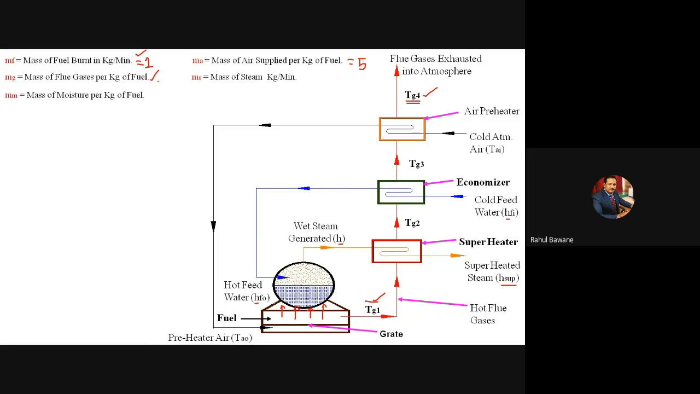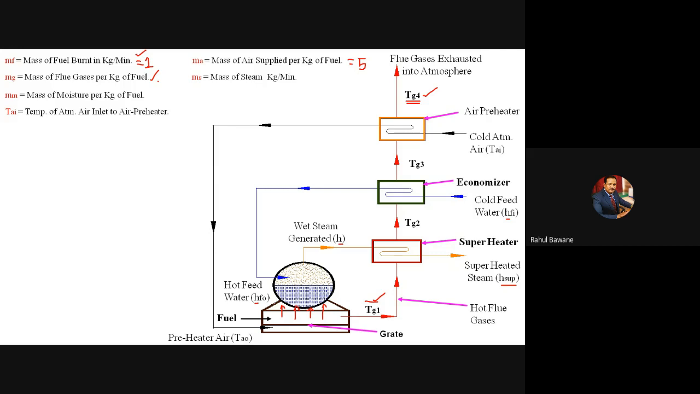Then mass of moisture. Now here we can say mass of moisture is per kg of fuel. So moisture means water amount. How much amount of water is there which gets converted into steam? That is called mass of moisture.